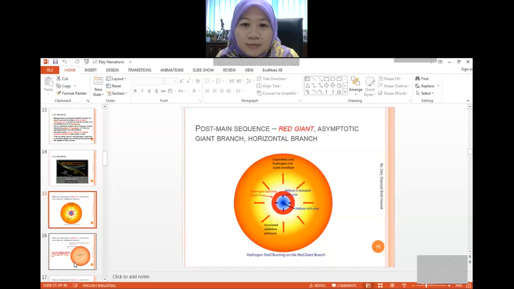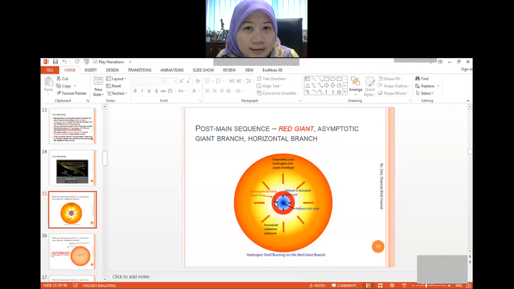If we focus on the red giant, this is the schematic diagram of the red giant. After the hydrogen is used up, once the helium is dumped into the core, this is what we call a red giant. It is very rich in helium inside. In this stage, the size will be increasing. It has a cool temperature, but it expands in terms of size.